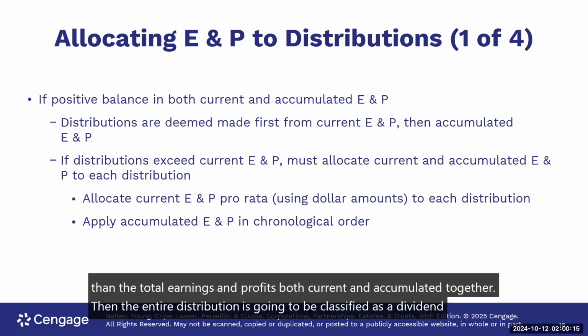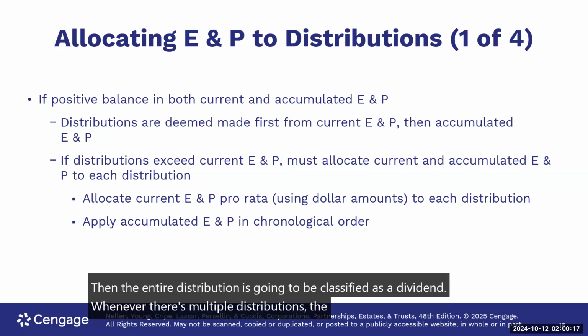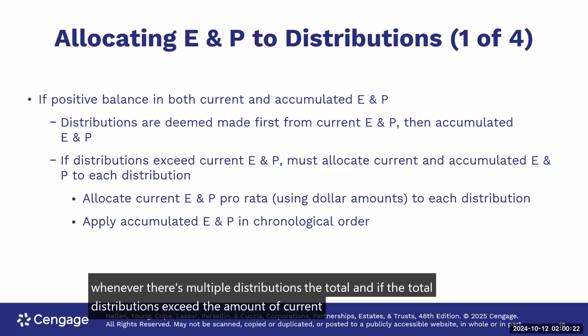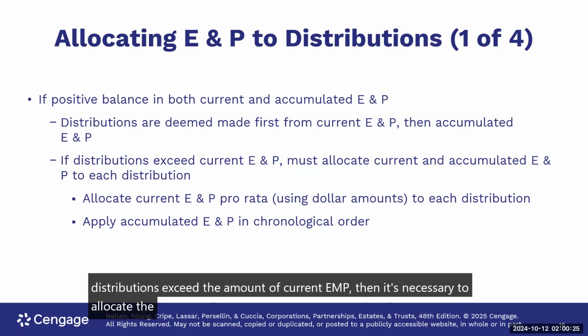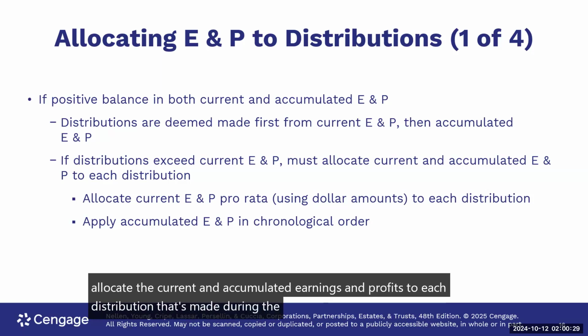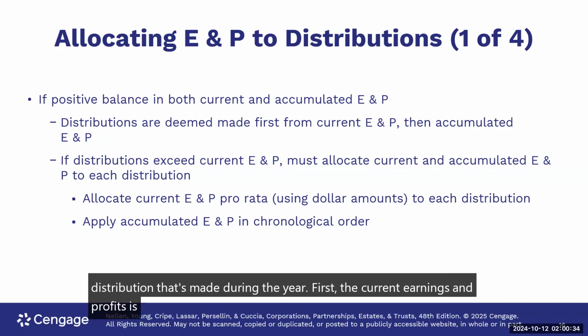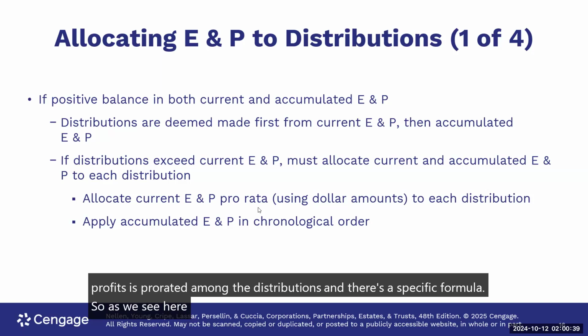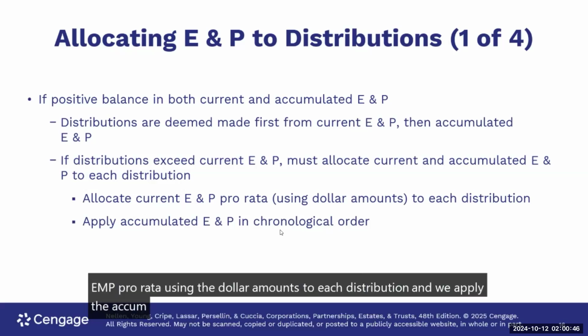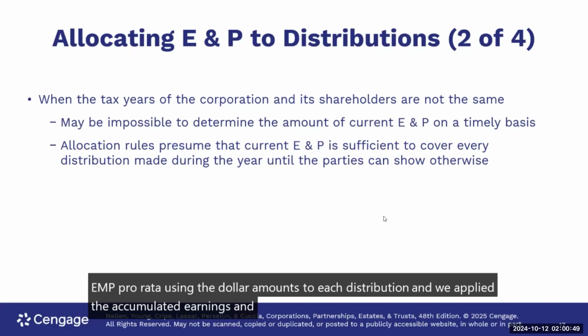Whenever there are multiple distributions, if the total distributions exceed the amount of current E&P, then it's necessary to allocate the current and accumulated earnings and profits to each distribution that's made during the year. First, the current earnings and profits is prorated among the distributions, and there's a specific formula. So as we see here, we allocate the current E&P pro rata using the dollar amounts to each distribution, and we apply the accumulated earnings and profits in chronological order.